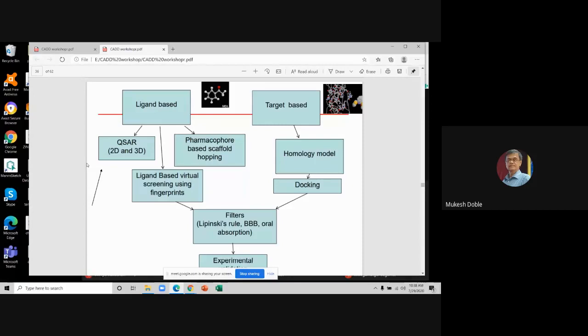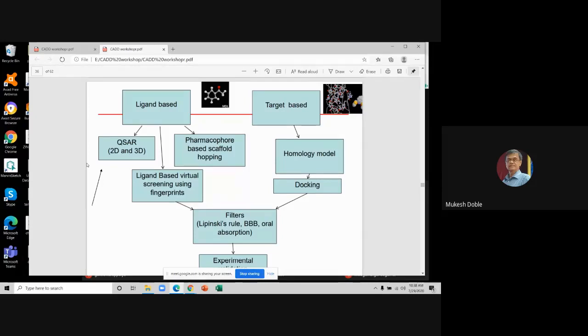So what's the use of a quantitative relation? The advantage is if I have a relation, and tomorrow I come up with a new structure and I don't know its activity, I can get the structural descriptors using Swiss ADME or pre-ADME or ChemDes, and then put them in the equation, and I can predict what will be its activity. So in pharmacophore modeling we can't predict the activity, but here in QSAR we can predict the activity.